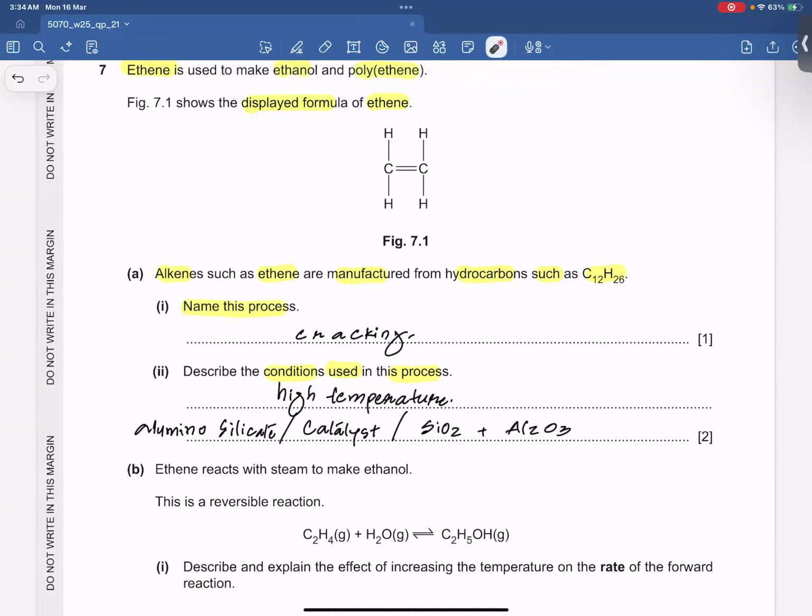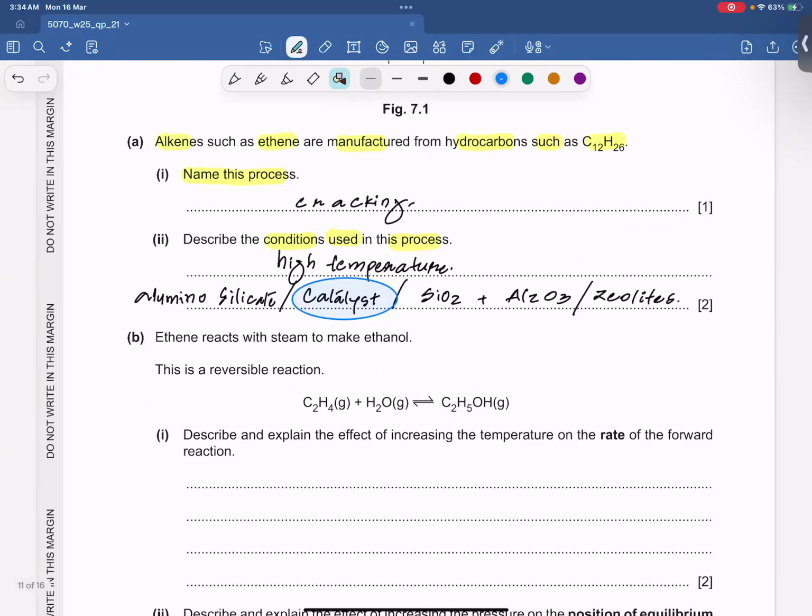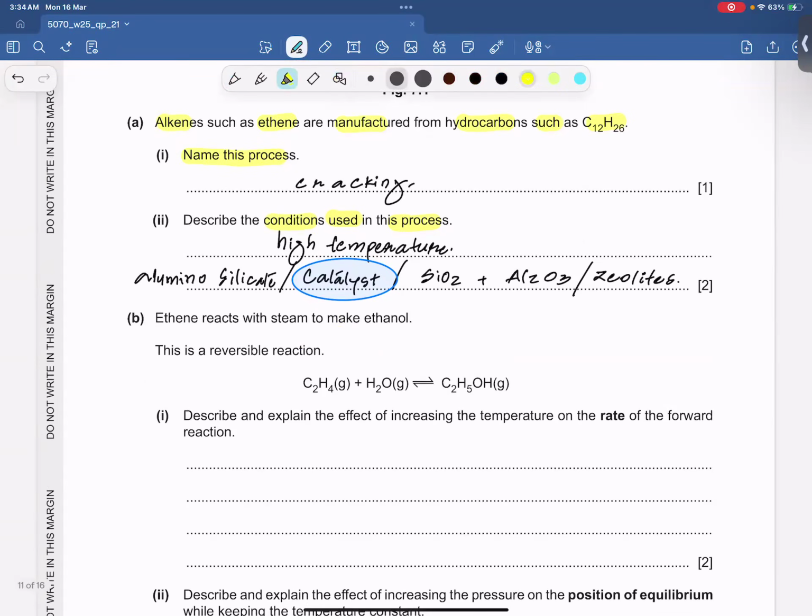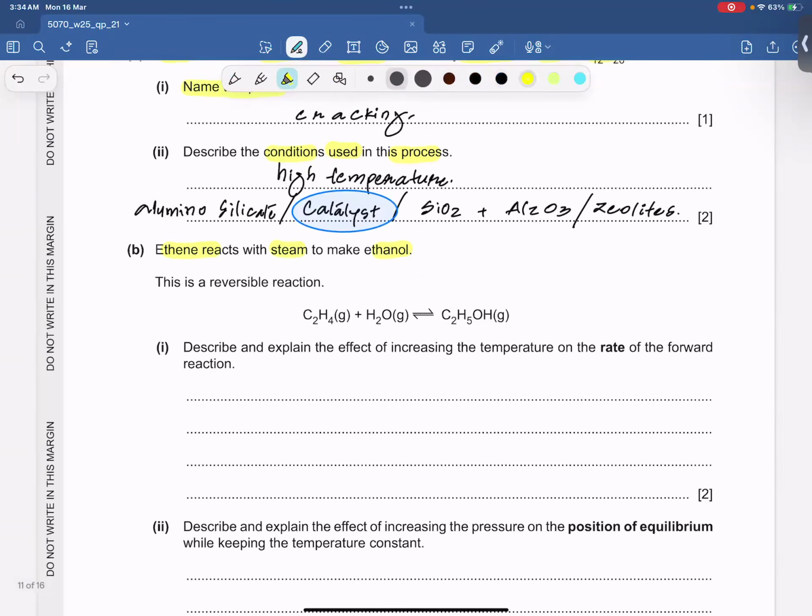By the way, the mixture of these two compounds is also called zeolites. But I believe that the examiner is going to accept this term only. All of them are right, but if you write catalyst, you will get the marks. Okay. Ethene reacts with steam to make ethanol. This is a reversible reaction. All right.